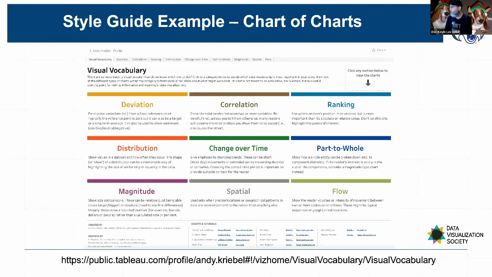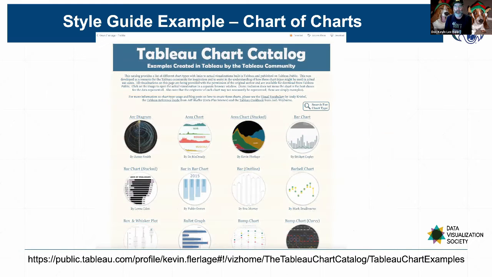Again, I don't think I had Andy's in that bunch of links out in the chat, but Andy's stuff is legendary. Everybody knows Andy, if you're in the Tableau world, if you're in the DataViz world, and the visual vocabulary is just really great for saying, what are we trying to do? Correlation, change over time, part to the whole, ranking, all of these things are just marvelous. And then my new favorite, along with Andy, is Kevin Ferrage with his Tableau chart catalog. This is just so awesome. If you guys have not seen this, again, I didn't put Kevin's in the chat for you. Sorry about that, but you can find it.